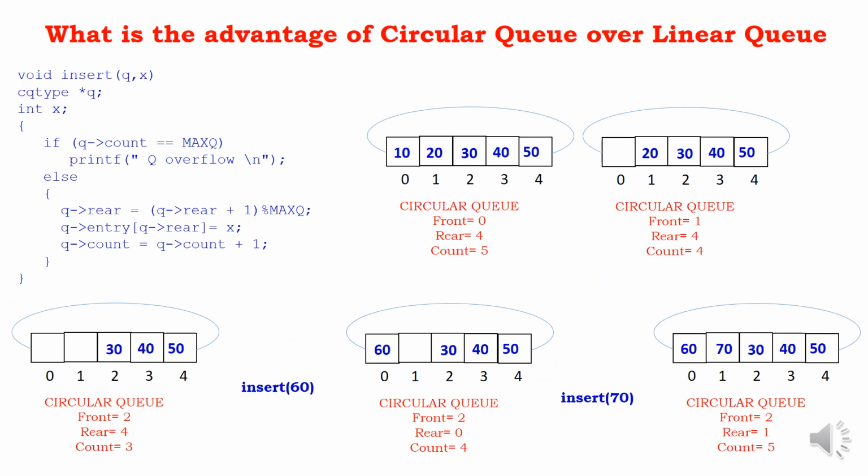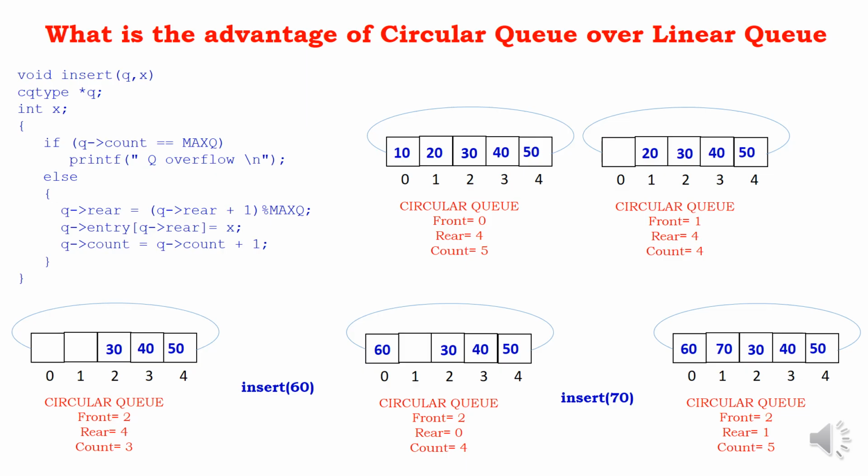Now let me explain what is the advantage of circular queue over linear queue. In a linear queue, for example, if there is a possibility of storing 5 elements, store all the 5 elements like this. Here you wanted to insert one more element, not possible because rear is already reached its maximum position, so it is not possible to insert one more element. Delete one element.